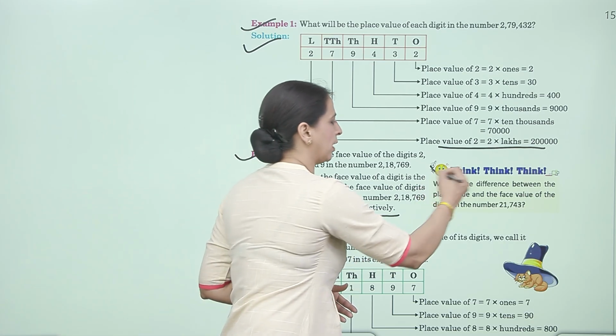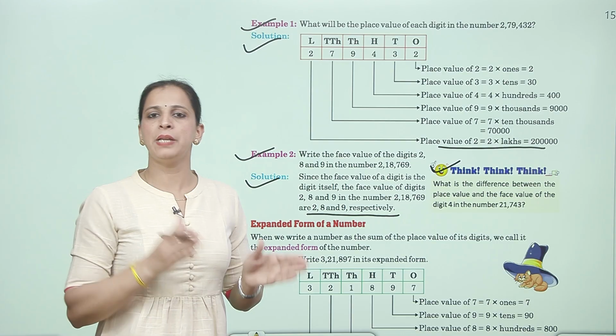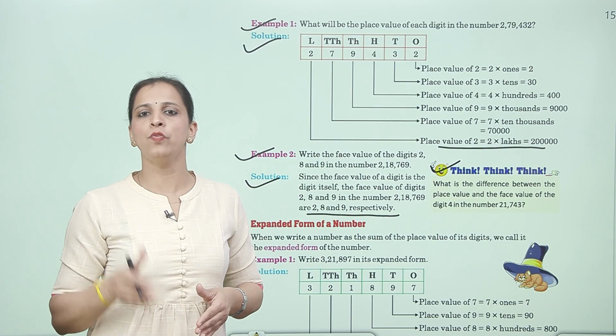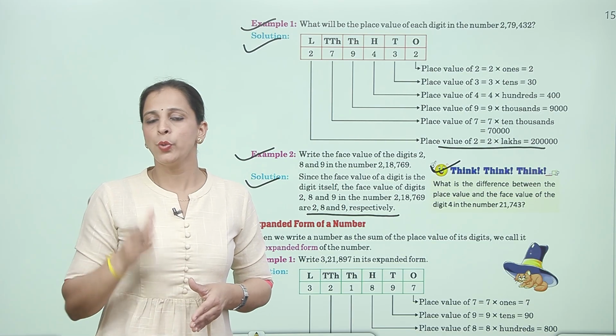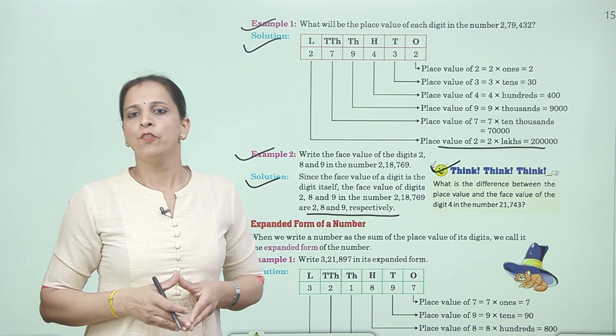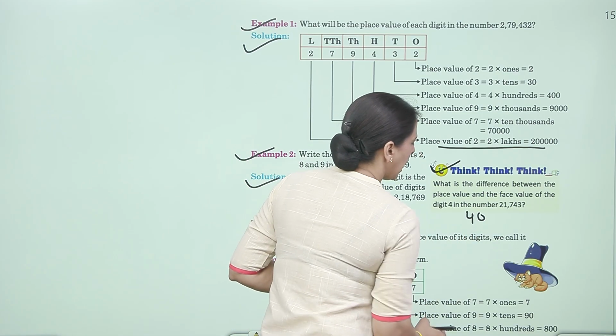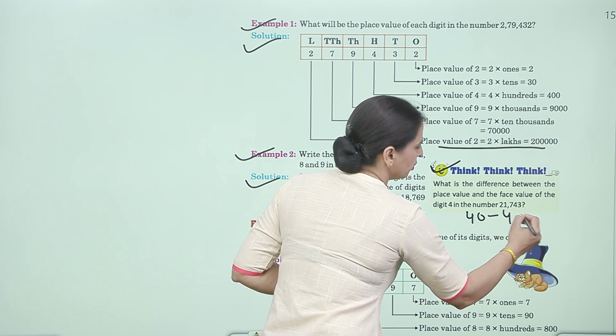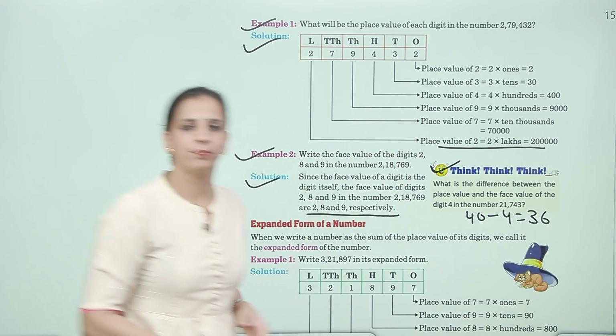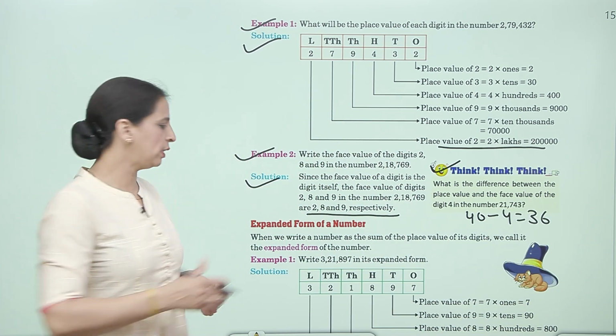Now think. What is the difference between the place value and the face value of digit 4 in the number 21,743? The place value is 40 and face value is 4. The difference is 36.